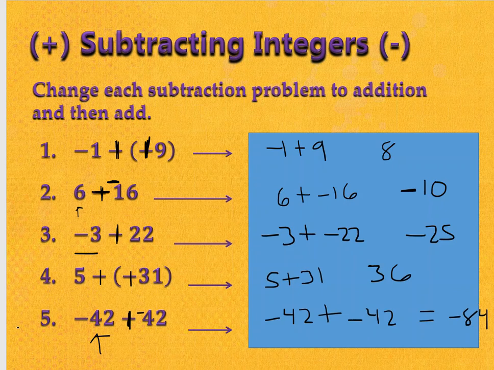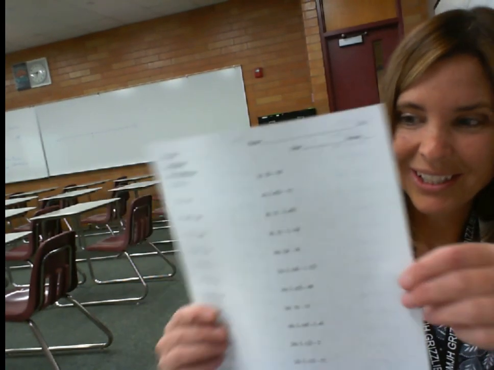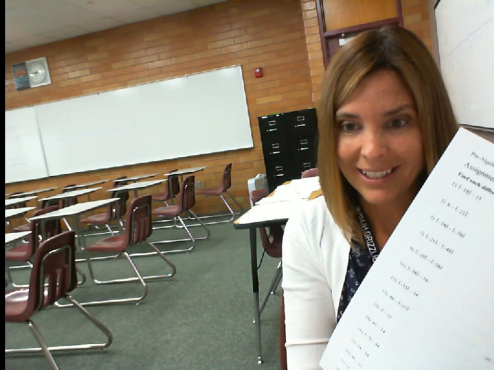So with that said, what I want you to do next is I want you to grab your subtracting integers practice sheet. Okay, it looks like this. It says find each difference. Okay, so it's on the back side of the find each sum. So you're going to go ahead and complete each of these, and then you are going to click on the answer key video and see if you got them correct.